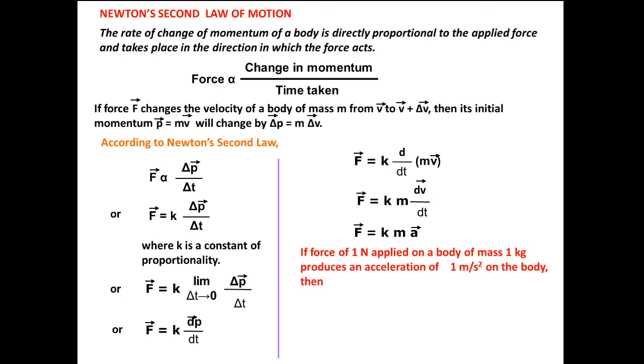In SI units, k is 1. How is the constant k taken as 1? If a force of 1 Newton applied to a body of mass 1 kg produces an acceleration of 1 meter per second square, then k equals 1. So F equals mass into acceleration. This form we learnt in class 9, except for the vector notation.